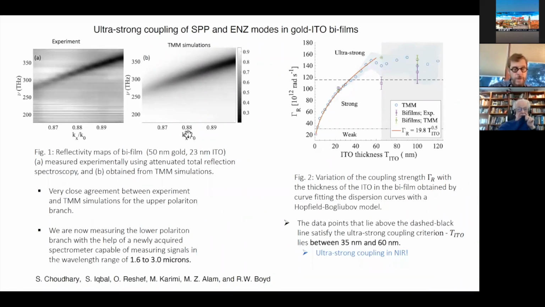Whether it's strong or ultra strong is a semantic point. And we're defining it to be ultra strong coupling if it's just arbitrarily above this line here. Okay. So good. Strong coupling.